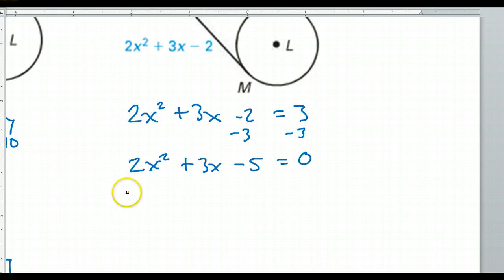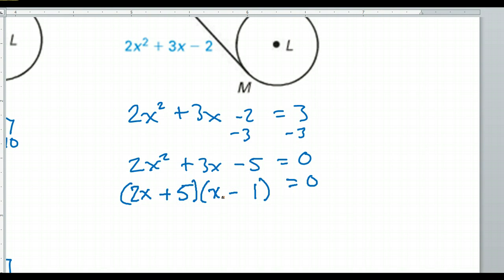And then I am going to factor this. Okay, so this is going to be 2x and x. And so I've got to play around with this a little bit. It's probably going to be 5 and 1, positive 5, and negative 1. That will work. So that's how you would factor this, and then I have to set these equal to 0 to get my 2 solutions. So 2x plus 5 is equal to 0. x minus 1 is equal to 0.